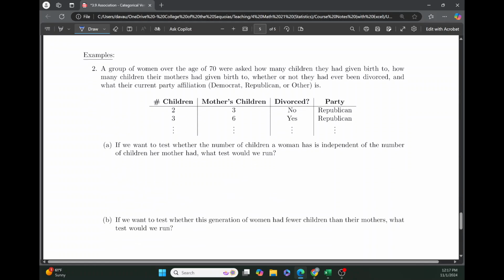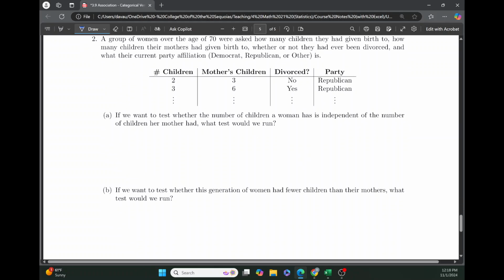So this one says a group of women over the age of 70 were asked how many children they had given birth to, how many children their mothers had given birth to, whether or not they had ever been divorced, and what their current party affiliation is. And the options for party affiliation are Democrat, Republican, or other. Okay, so here's an example of the first couple rows of the data set.